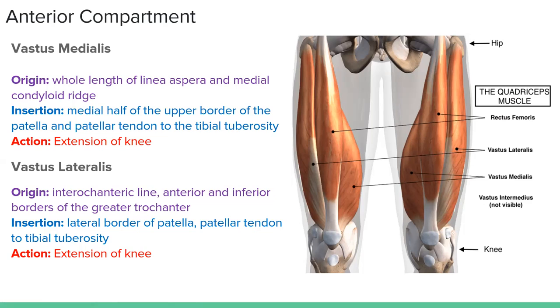So the vastus lateralis, the origin is the anterior and inferior borders of the greater trochanter of the femur, and then the insertion is the lateral border of patella and patellar tendon to tibial tuberosity, and the action is extension of the knee.